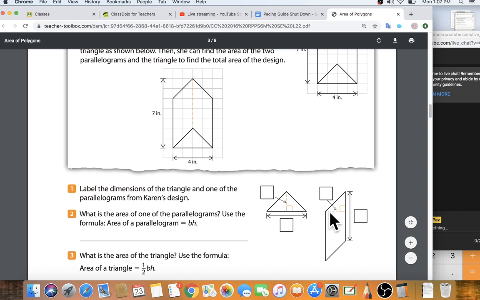What about our parallelogram? What would be the height of our parallelogram? So this part is this part. Okay, what's the height? It would be 1, 2. The height would be 2. And what about one of my sides? It would be 1, 2, 3, 4, 5. 5, same side, same size.